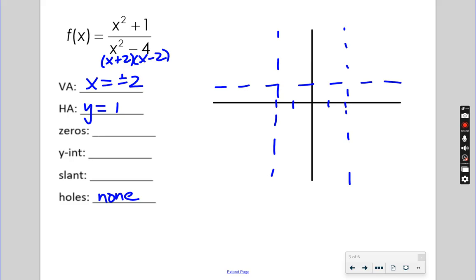Zeros. Set the top equal to 0 and solve, and what do you get? Plus or minus i. Okay, none. If you get anything imaginary, that means there's none of it. We can't graph an imaginary. Y-intercept.